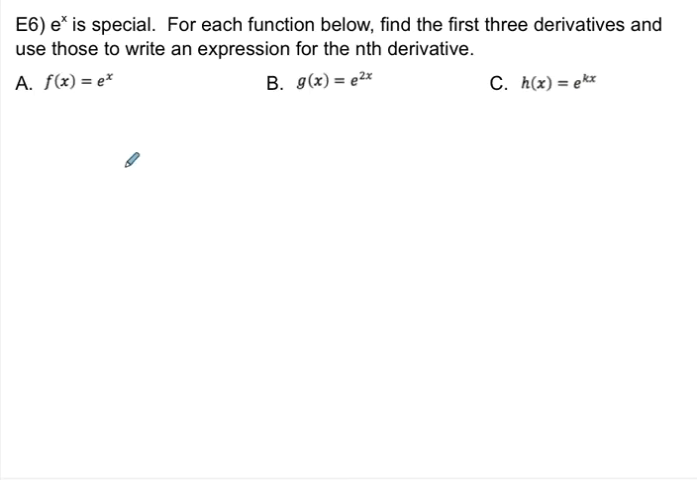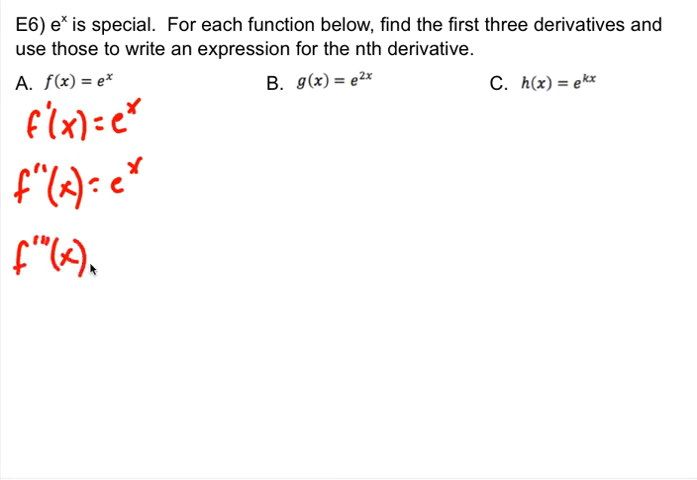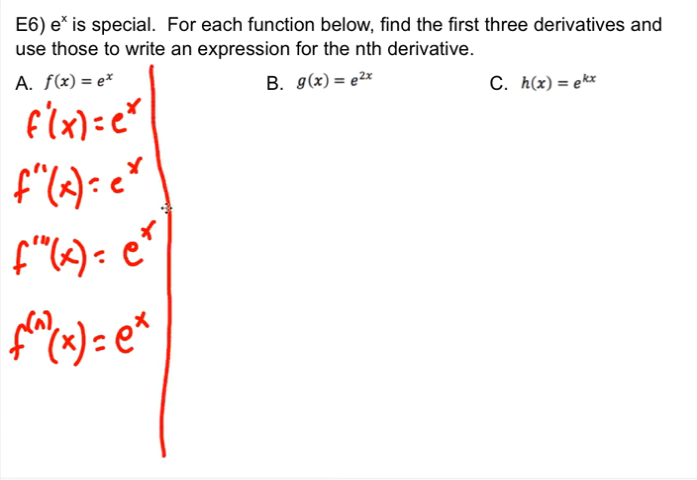Okay, so e to the x is special. For each function below, find the first 3 derivatives and then use those to write an expression for the nth derivative. So f of x equals e to the x. Well, I already kind of spoiled this in the last slide. The derivative of e to the x is e to the x. The second derivative would therefore also be e to the x. The third derivative would therefore also be e to the x, which means that the nth derivative, which I'm going to write as an f with an n up in parentheses as a superscript, would still be e to the x. So that's the nice thing about e to the x by itself.